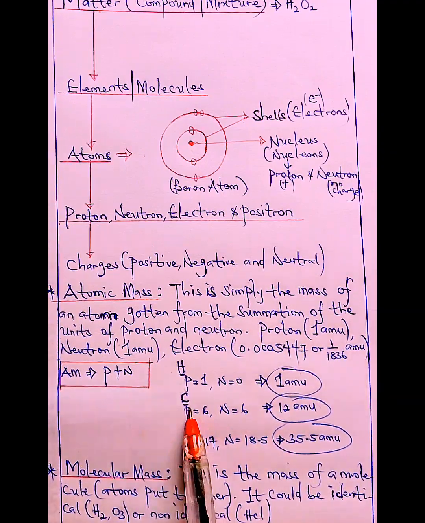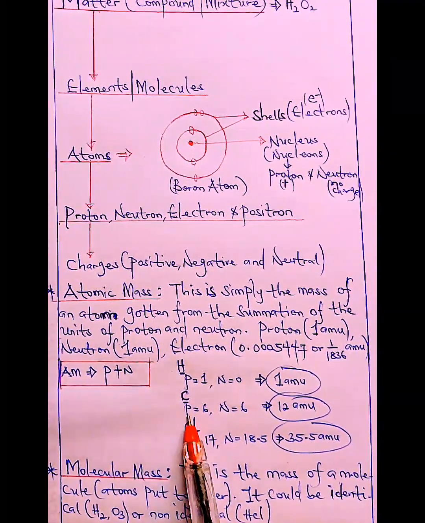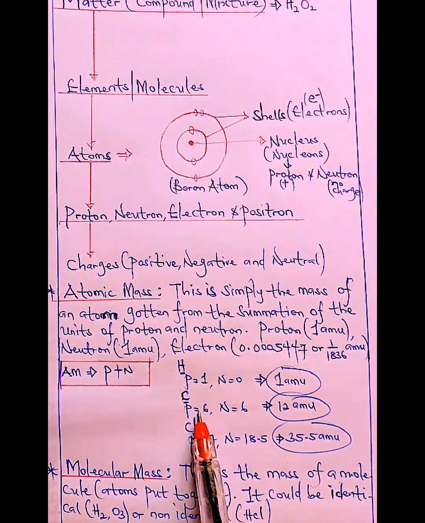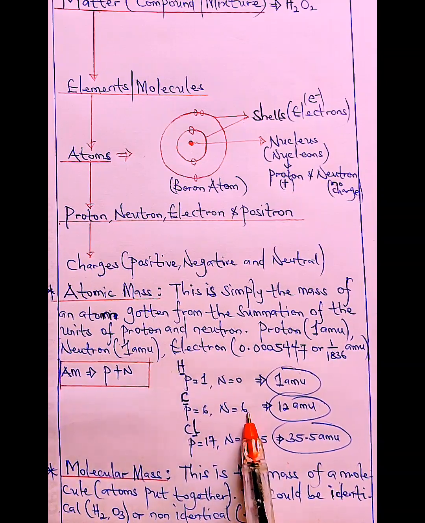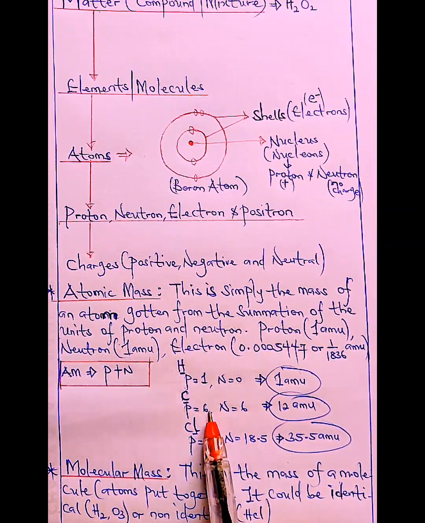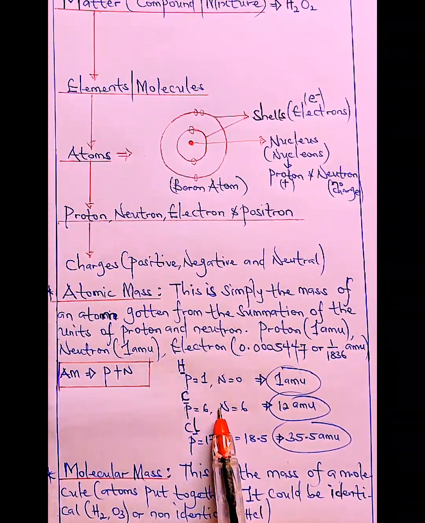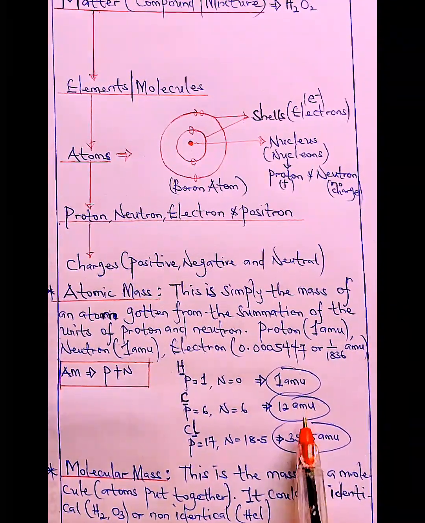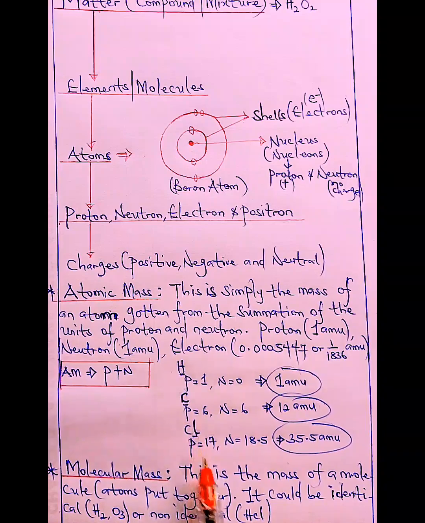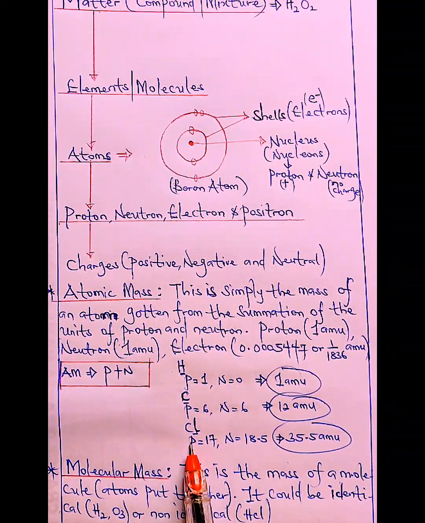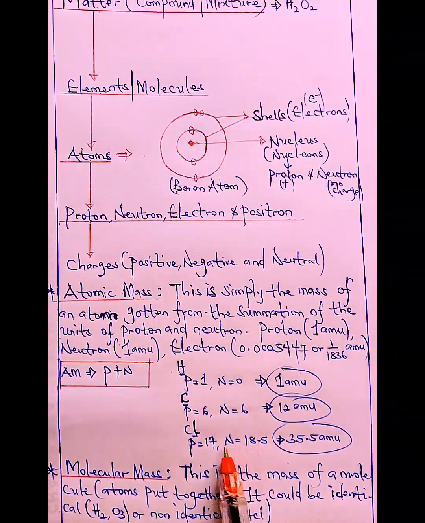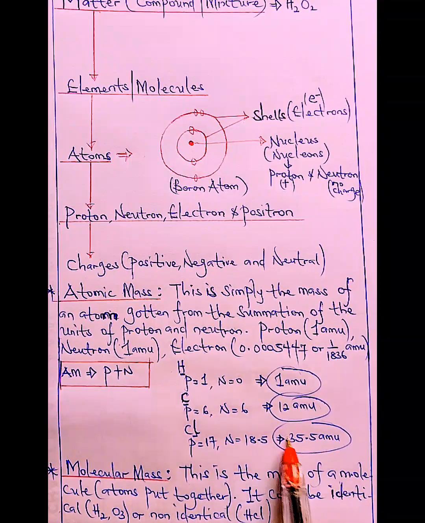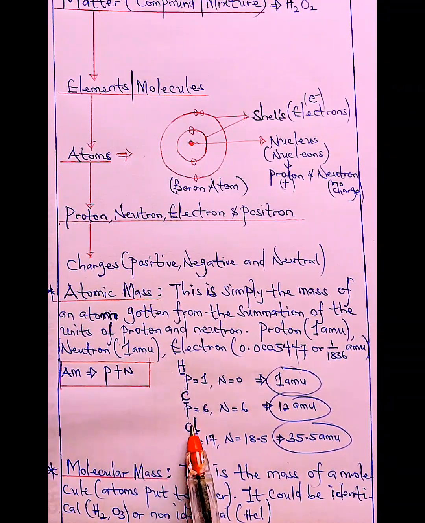Now let's look at carbon. This is a carbon-12 atom. Carbon has 6 protons, that is 6 atomic mass units for proton, and 6 neutrons. So altogether, for a reference point, carbon has 12 atomic mass units. Now for chlorine, we have 17 protons and 18.5 neutrons. Altogether, we have 35.5 atomic mass units for chlorine.